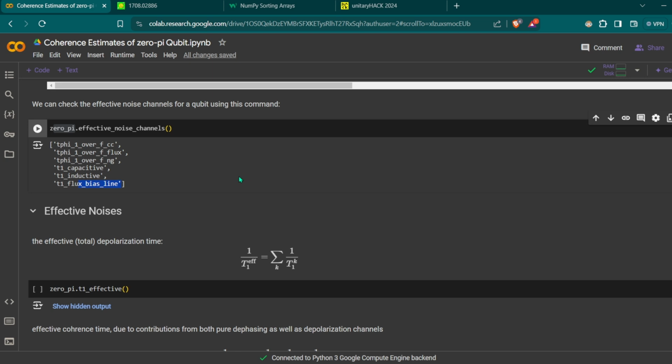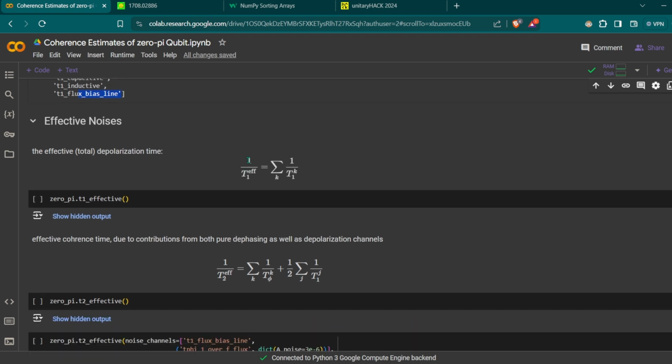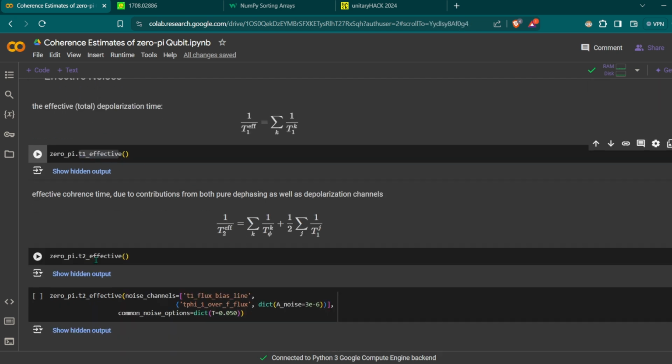Now, while considering this kind of noises, to plot the values, we basically sometimes consider the effective noises, and this effective noise is the total depolarization time. So we will get this kind of noise, but there are two types of effective noises which you can see from here. It is T1 effective and there is a T2 effective.